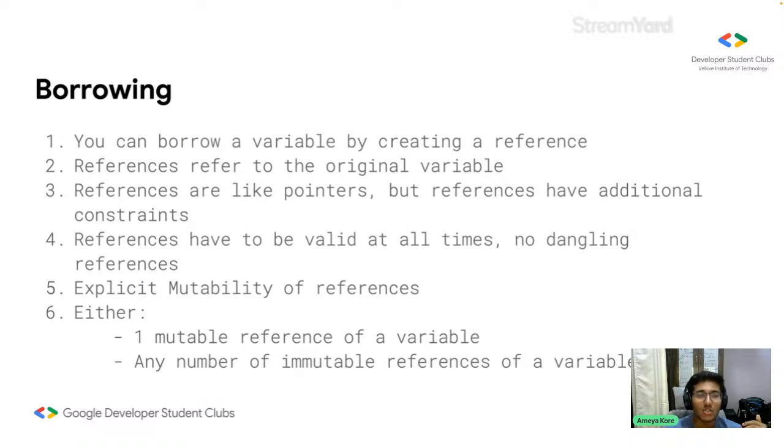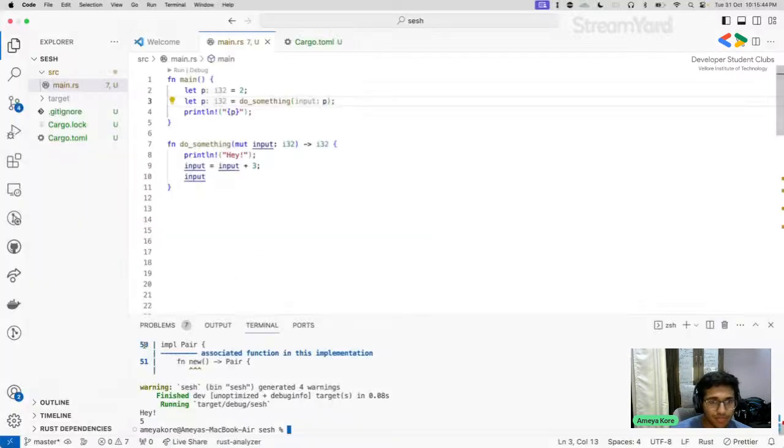This is always checked and enforced by the compiler, right? So you can't have dangling references. And again, even the mutability of a reference has to be explicit. You have to mark a reference as mutable for it to actually change whatever is referred to by that reference. And yeah, there's this sixth point I'll explain using a demo, right?